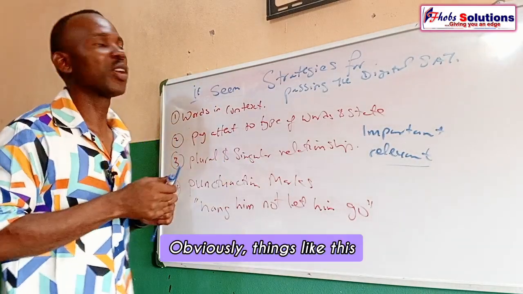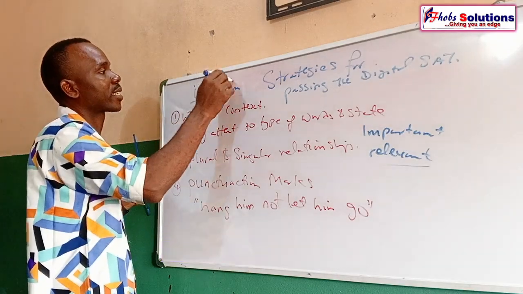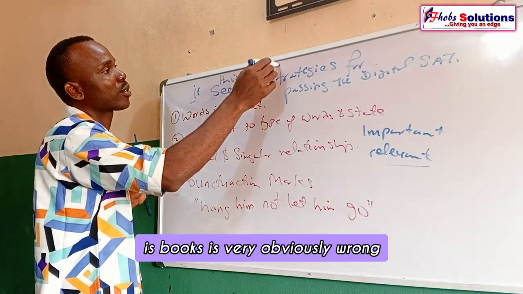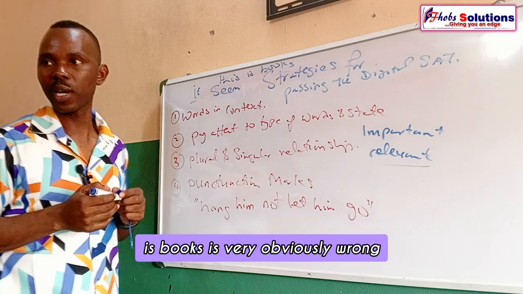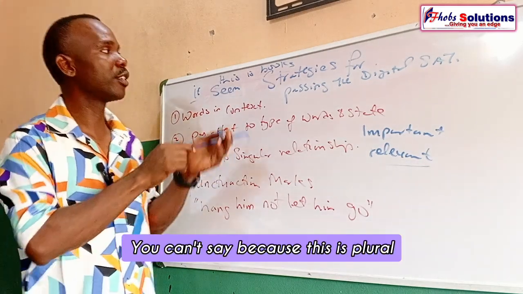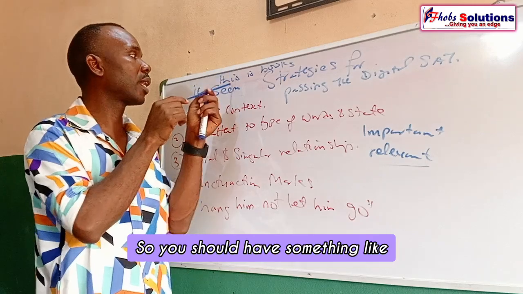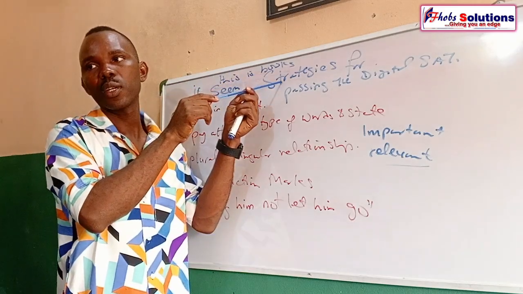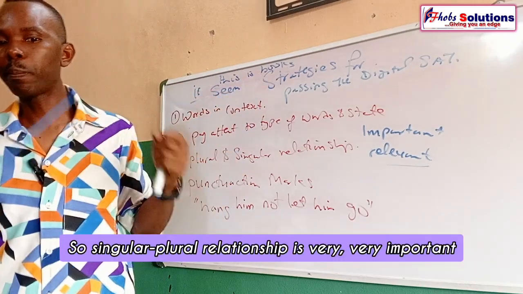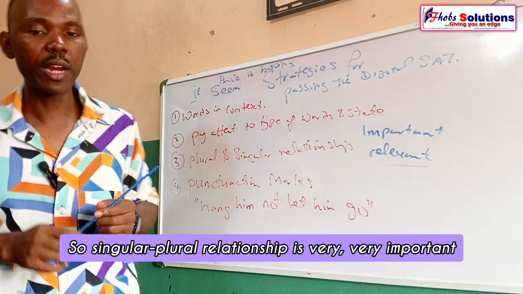All right. Obviously, something like this is books is very obviously wrong. Am I correct? You can't say this is books, because this is singular and this is plural. So this has to be plural and plural. So you should have something like these are books. You understand now? So singular plural relationship is very, very important.